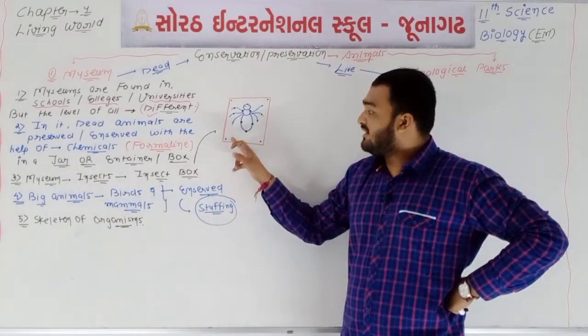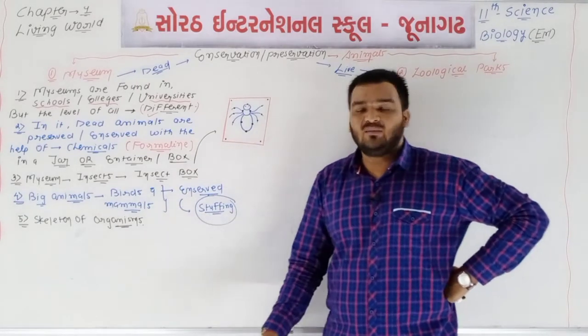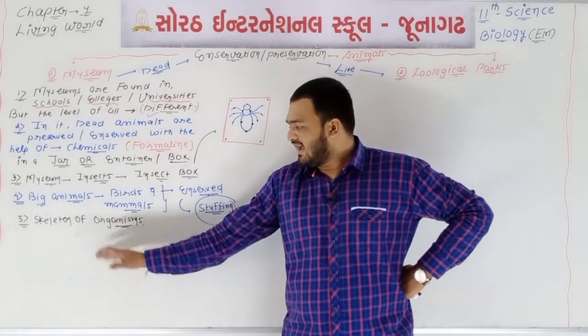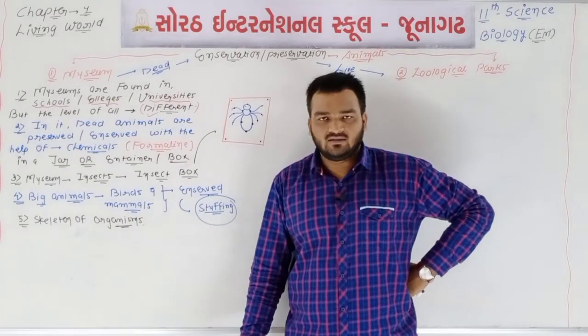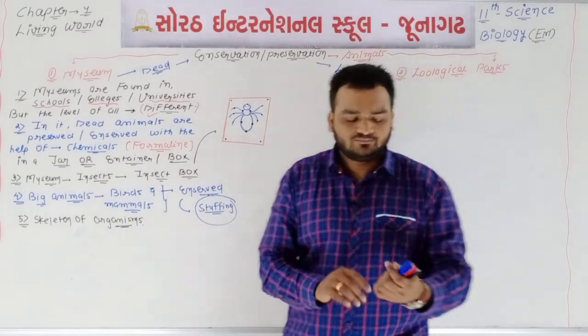And in the insect box, labeling is also there. Labeling is also important. And some big animals like birds and mammals are also conserved with the help of stuffing. The skeleton of an organism is also there inside the museum. So it's all about the museum. It is very easy.